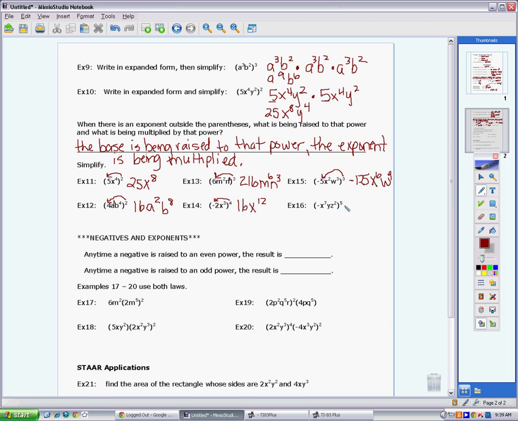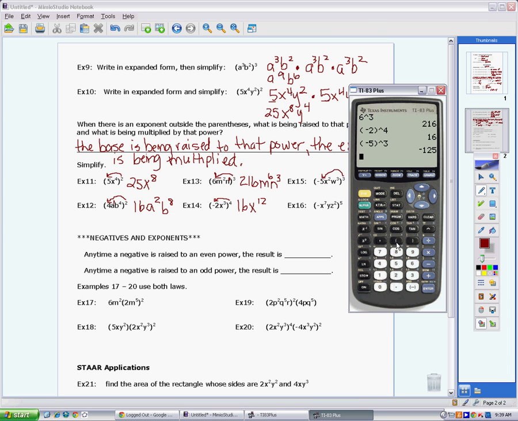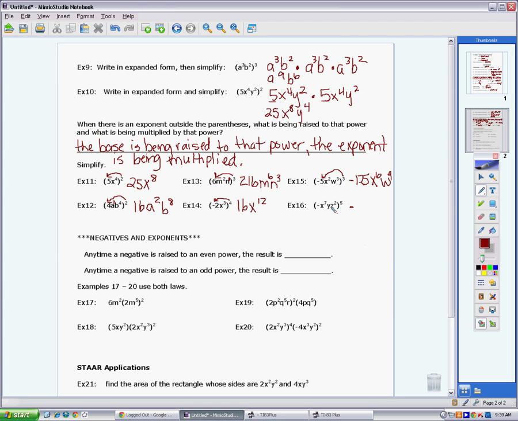Number 16, I don't have any coefficients. Oh, actually I do. I have that negative 1 there. So negative 1 to the 5th power. So again, I'm going to type it in, negative 1 to the 5th power. And I'm going to hit enter. Ooh, I get negative 1, so it stays negative. So I get a negative here. And then I'm going to multiply my exponents together. So x to the 7th times 5 is x to the 35. I have 1y raised to the 5th power, which is going to be y to the 5th. And z squared raised to the 5th power, I'm going to multiply, z to the 10th.